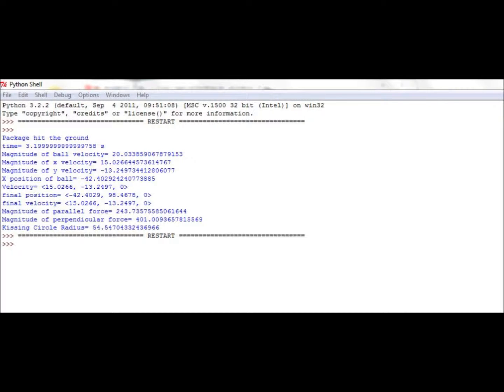Once I finished writing the code, I was able to calculate all the different components. I know the total time took 3.19 seconds. The magnitude of the ball velocity was 20. And I also calculated other components such as the x velocity and y velocity, the final position, the magnitude of the parallel forces and perpendicular forces. And I also have the radius of the kissing circle.